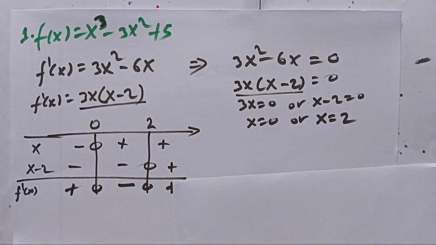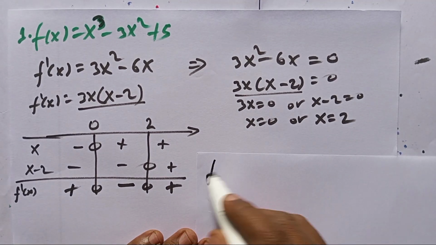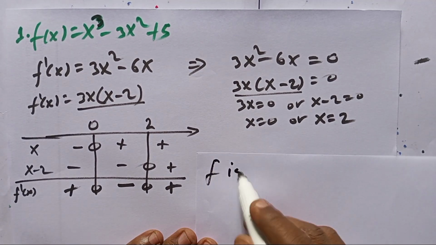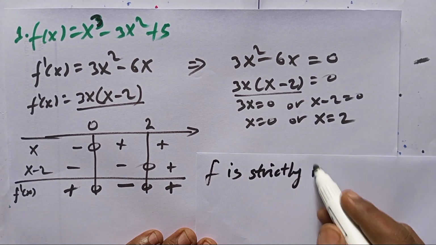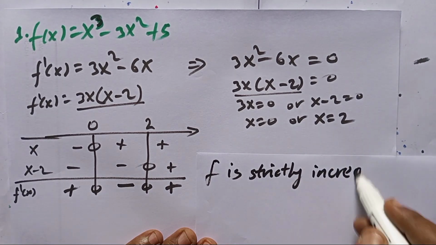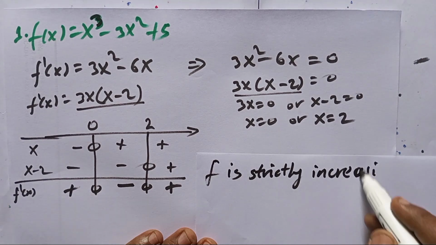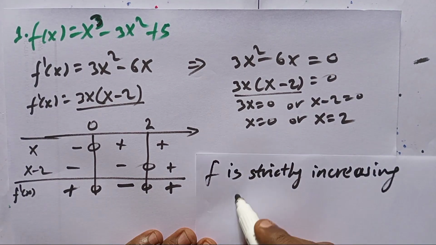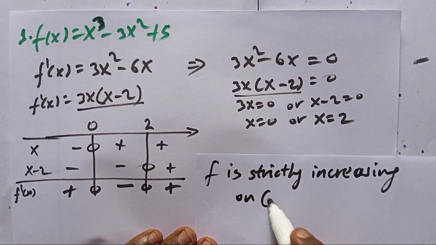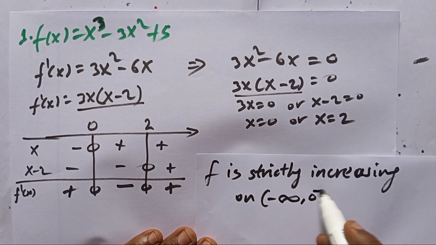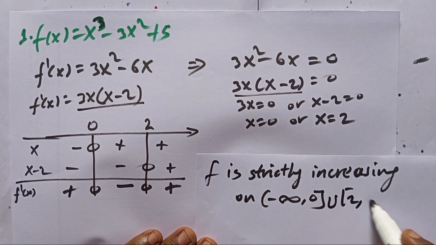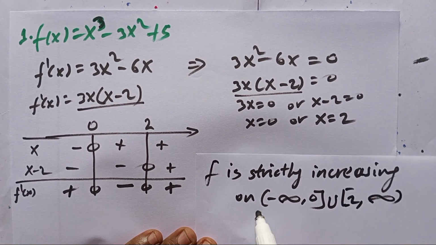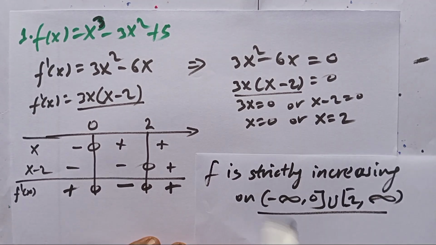What do you mean by this one? So from this, what do we say? f is strictly increasing on the interval negative infinity up to 0 union 2 up to positive infinity. This one is the interval of increasing. That is, less than or equal to 0, greater than or equal to 2.